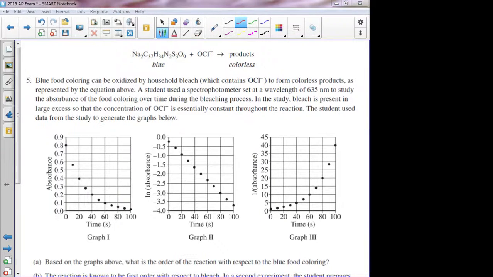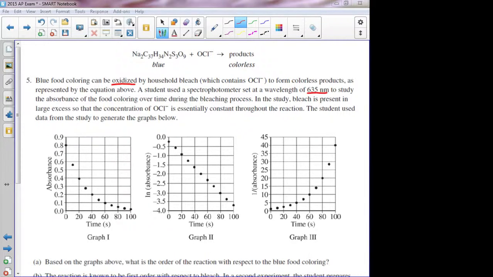All right. Number 5, blue food coloring can be oxidized by household bleach, which contains OCl-, to form colorless products as represented by the equation above. Okay, so what do we know bleach does? Takes away color. And how did they tell us it does it? Oxidizing. Okay? Everybody got that sentence. We understand it. A student uses a spectrophotometer set at a wavelength of 635 nanometers to study the absorbance of the food coloring over time during the bleaching process.